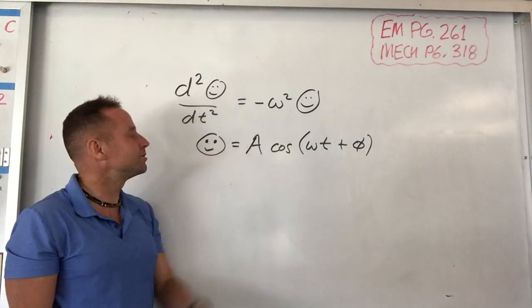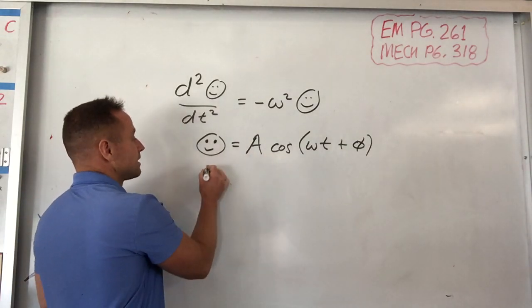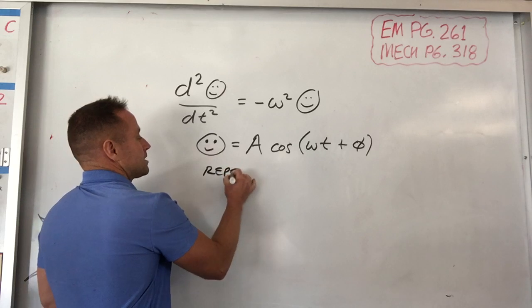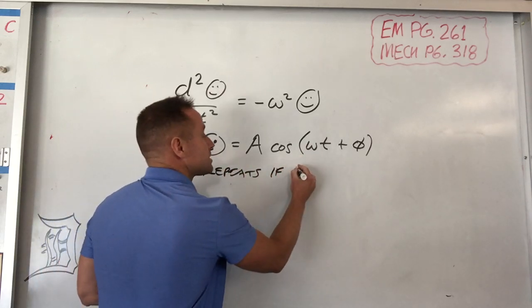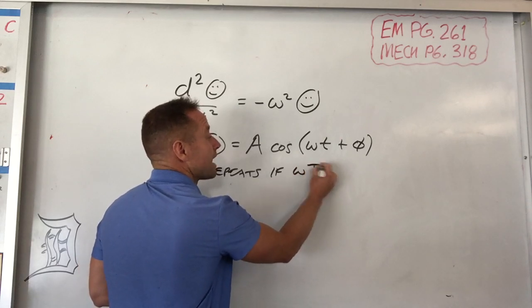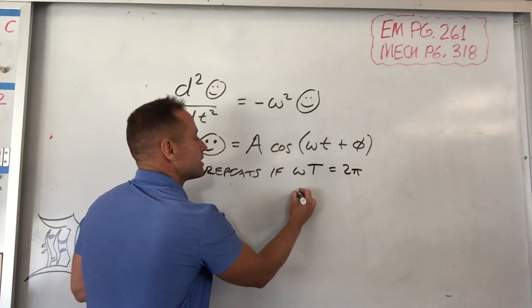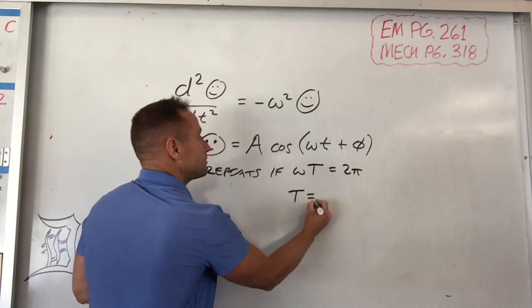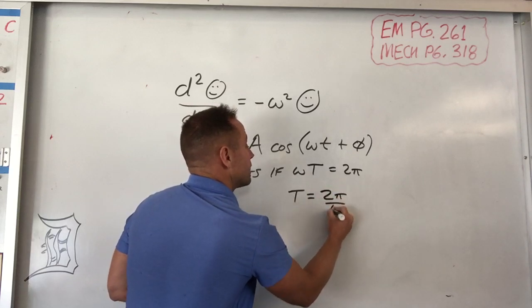So that's the solution. And then the other thing to know about this is that it repeats every time omega t hits 2 pi. So say omega times the special time, the period T, equals 2 pi. And so what you can learn is that the period is going to be 2 pi over omega.